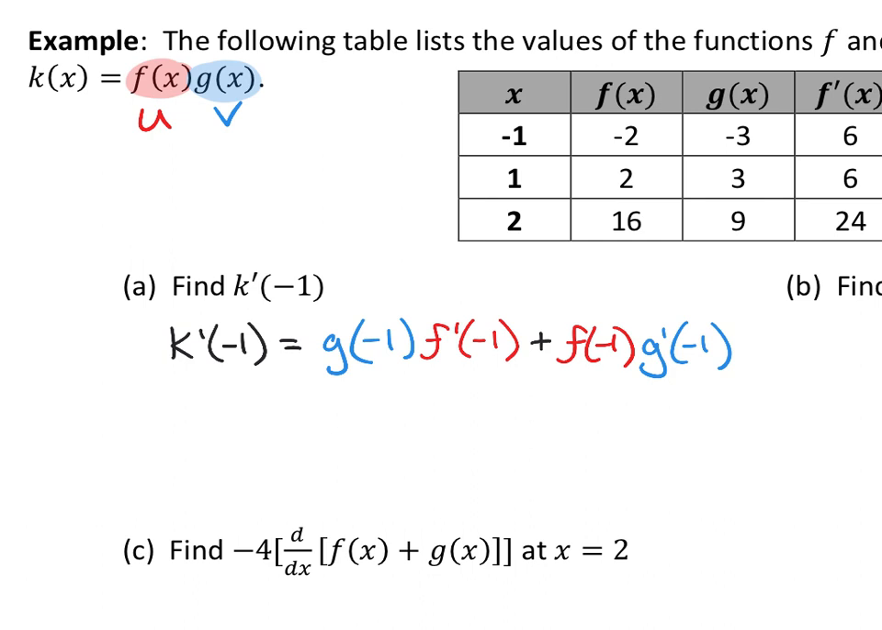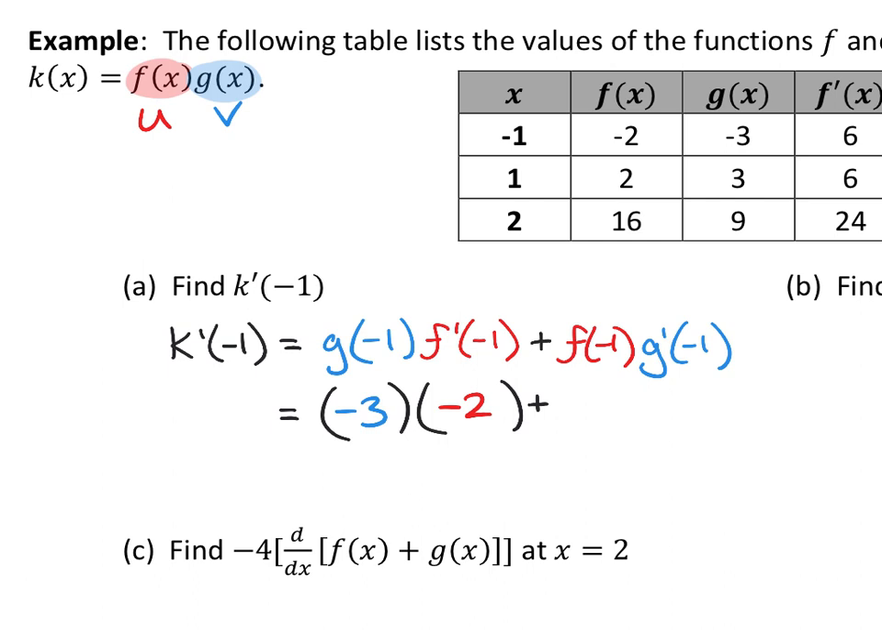So if we read the table, what is g of negative 1? g of negative 1 is negative 3. Great. What is f of negative 1? Negative 2.